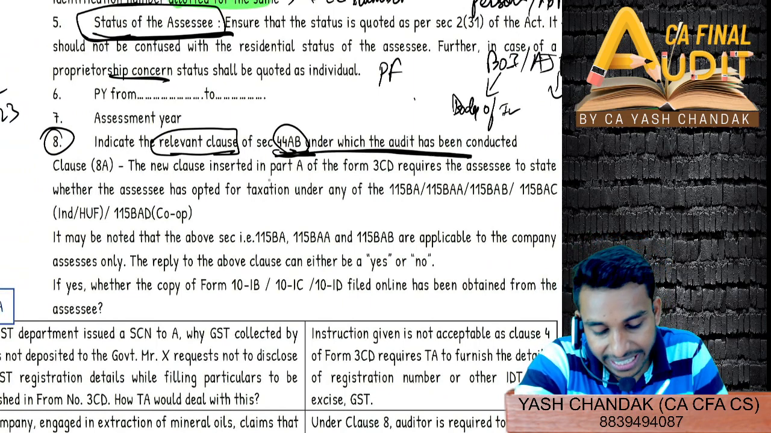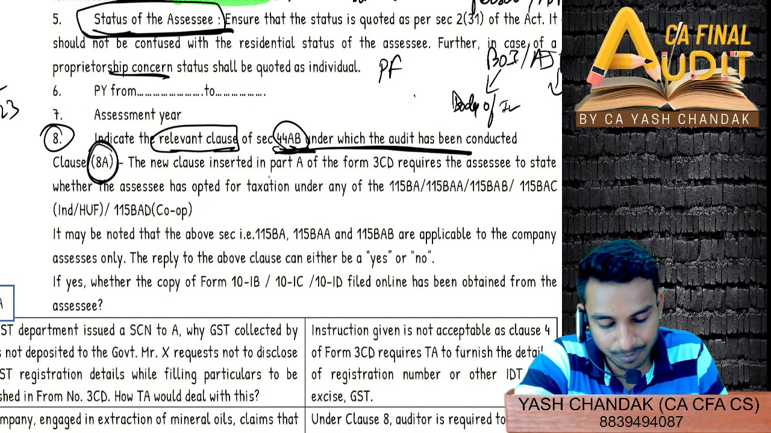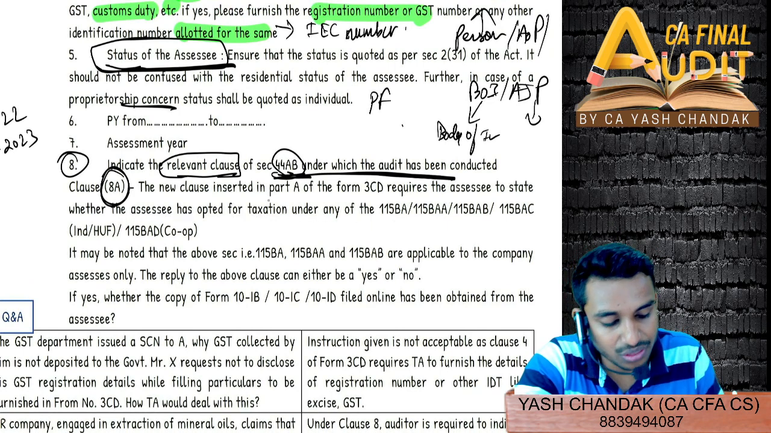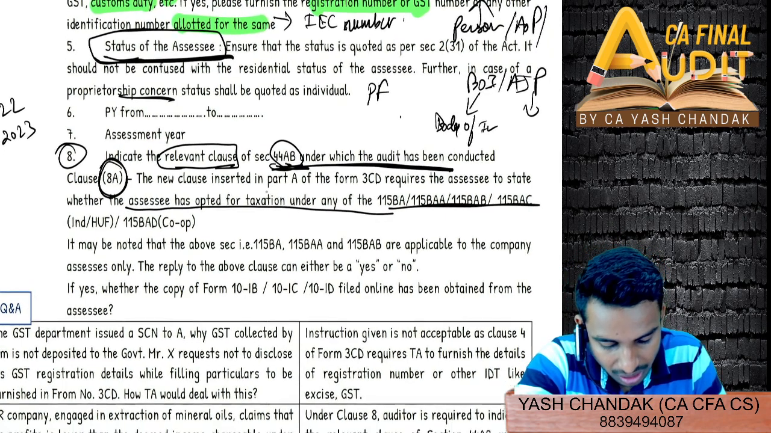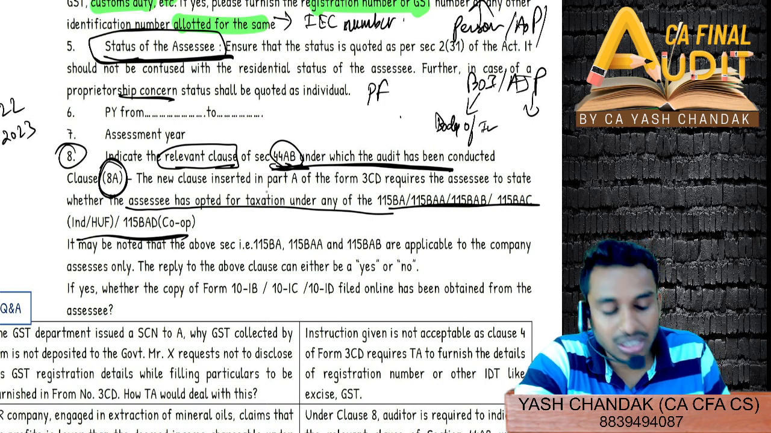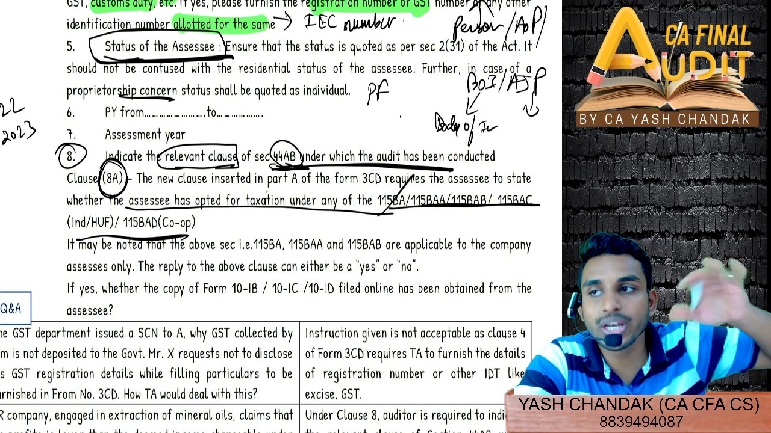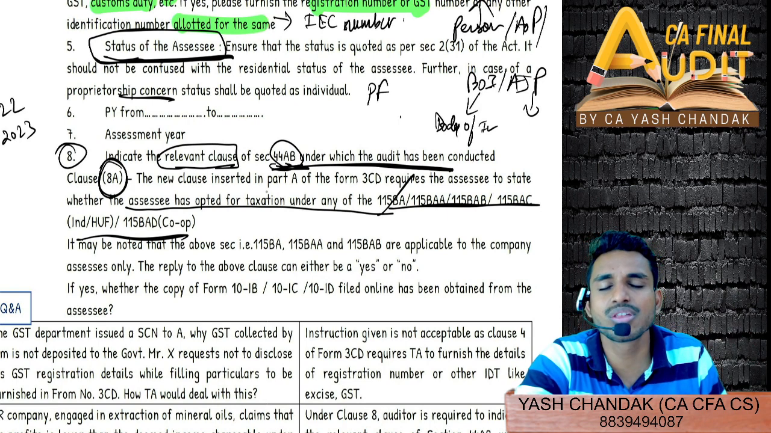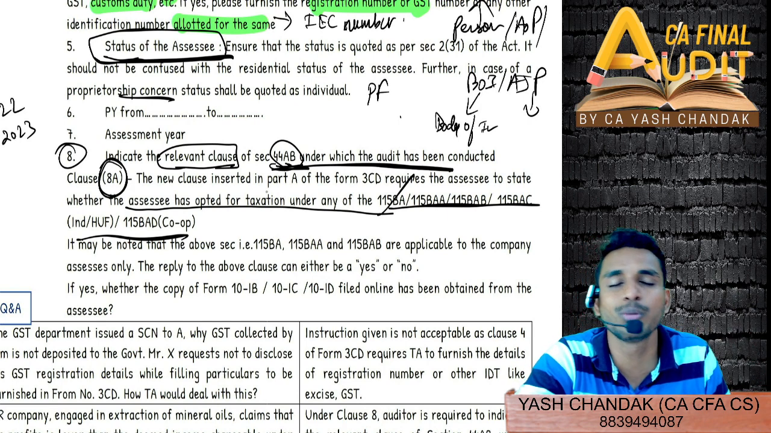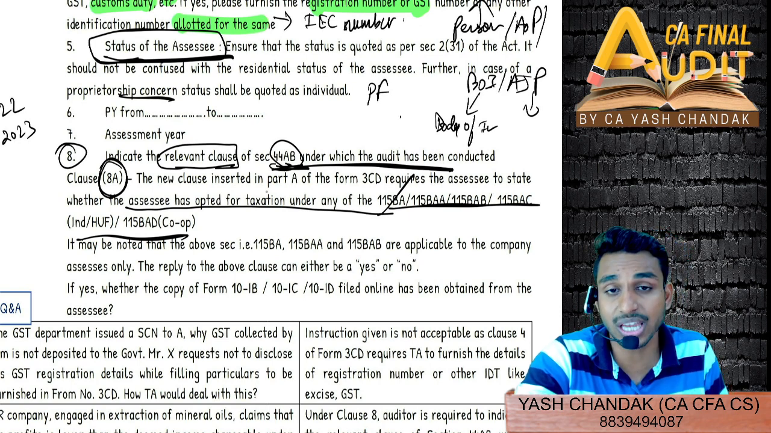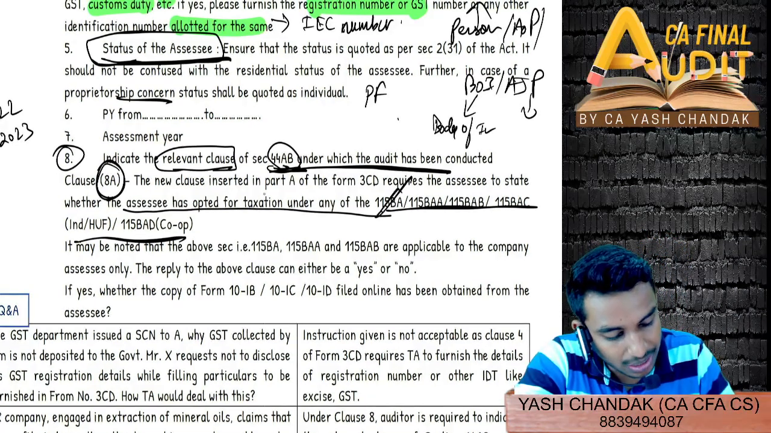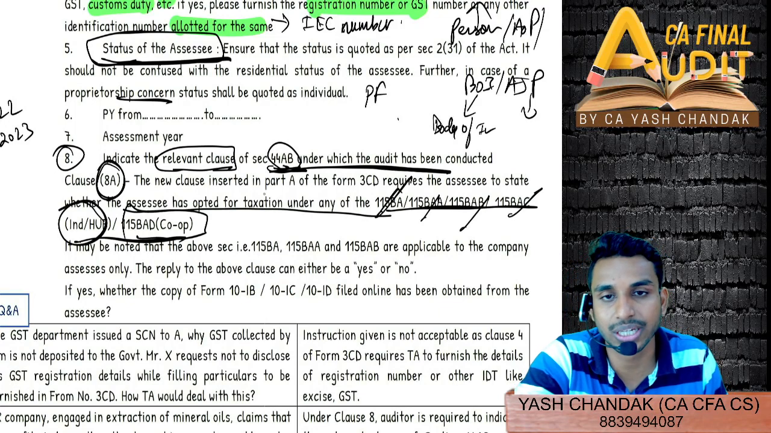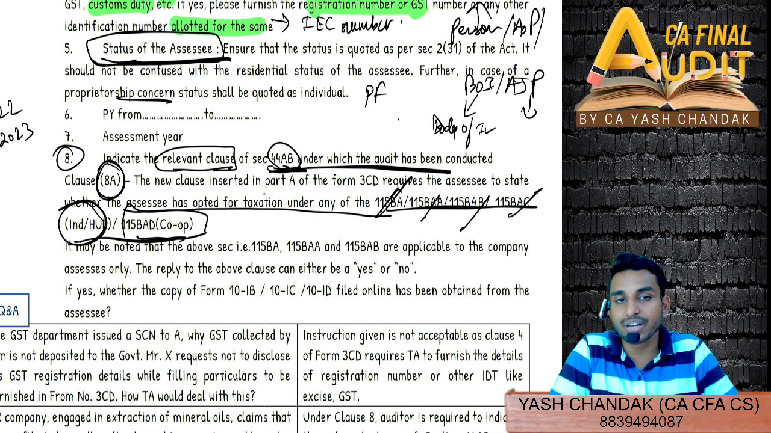Now clause 8A was inserted recently, and this new clause intends you to state whether you are opting for taxation under any of these sections. These are the low rate of taxation sections. That is, you can offer your income under a very low rate of tax. Instead of 30%, you will pay either 15% or 25% of tax in case of companies. Similarly, 115BA, BAA, BAB, BAC: these are for individual and HUF, and BAD is for cooperative society. So a low rate of taxation is being offered under this section.